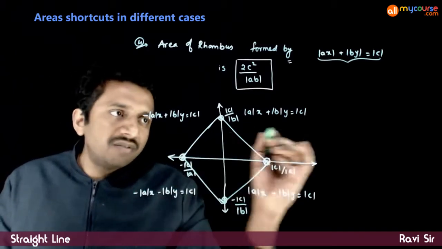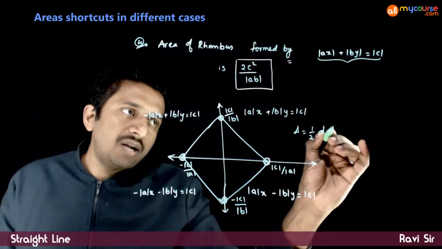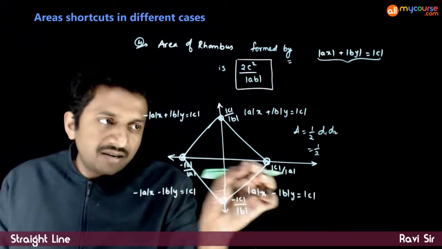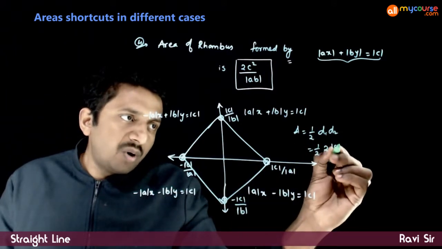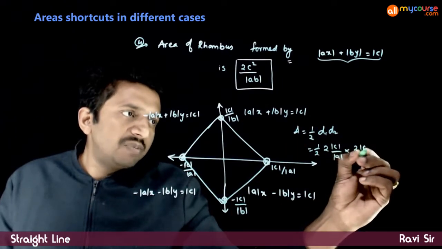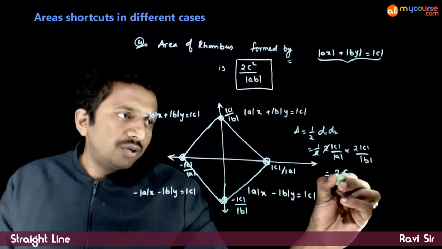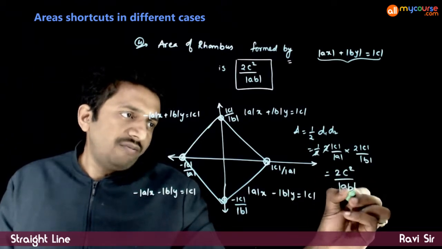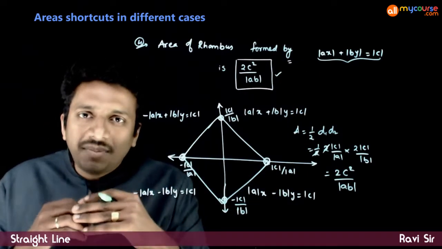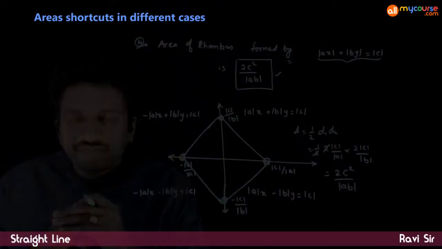What is the area of this rhombus? Area of the rhombus is nothing but half times d1 times d2. It is half times, what is the first diagonal? 2 times mod C by mod A. And what is the second diagonal? 2 times mod C by mod B. This 2 and 2 gets cancelled. So 2c square by modulus of AB. So you need to remember this. 2c square by mod AB is the area of this rhombus.